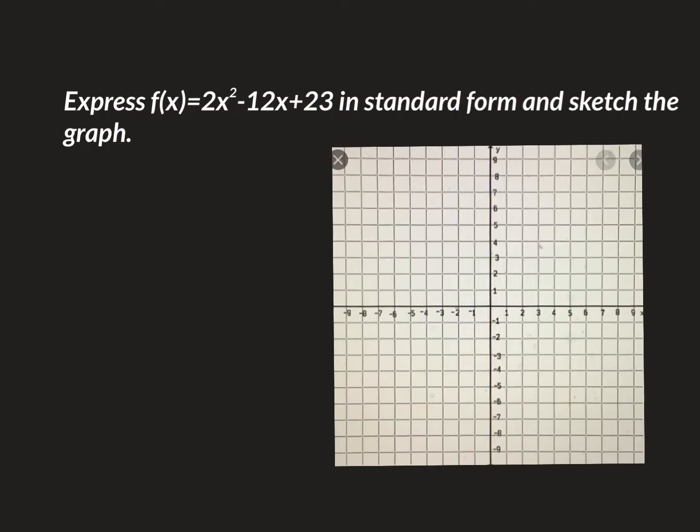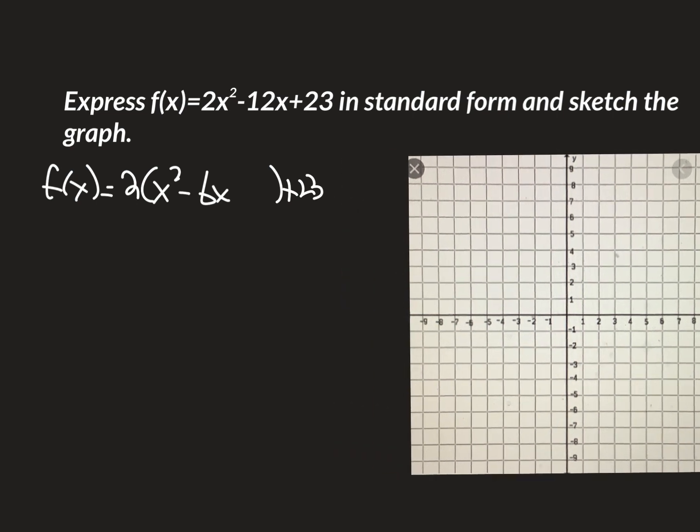All right, it says express this one in standard form and sketch the graph. So here's how we're going to roll. Here's how we're going to express these in standard form. First of all, we're going to take whatever number's in the a, the 2, and factor it out of the first 2 terms only. So I'm going to take the 2 out of the 2x squared and out of the 12x, and I'm going to leave the 23 alone sitting out here. I need to move this graph just a little bit out of the way. And then I'm going to complete the square.